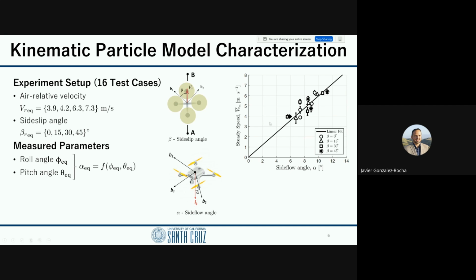So using the simple model, if we can compute from roll and pitch what our side flow angle is, then we can obtain a relative velocity, right? So essentially we've generated a lookup table. And again, to do that, we did a total of 16 experiments.